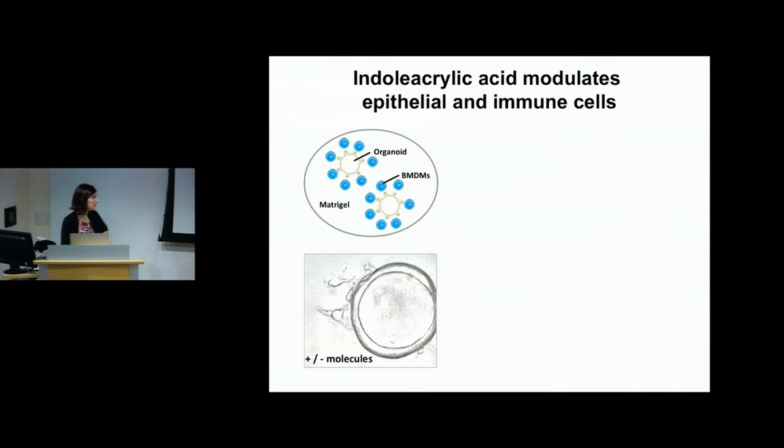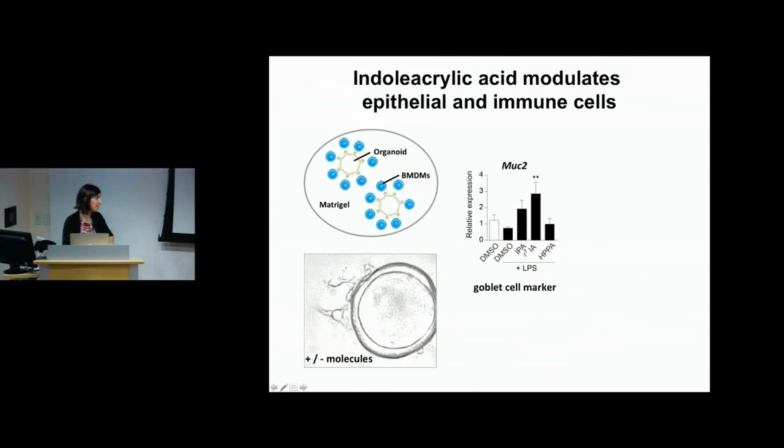that's what they actually look like. You could see the macrophages here and the organoid here with epithelial cells. And we can measure MUC2 expression again. So this tells us if the mucus is being made. It's a goblet cell marker. You could see that when we treat the organoids with indole acrylic acid, we see an increase in MUC2 expression. We didn't observe the same thing with IPA or our controls.